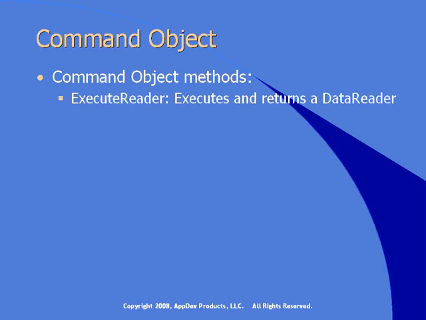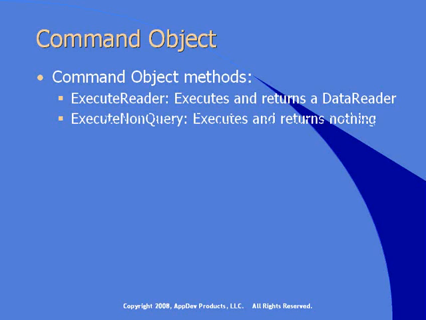For example, ExecuteReader. The ExecuteReader method executes some data search and returns a data reader back. It could be as simple as select star from customers, or it could be a complex expression that you're returning back the data, and a data reader provides forward-only, read-only access to the data you retrieve.